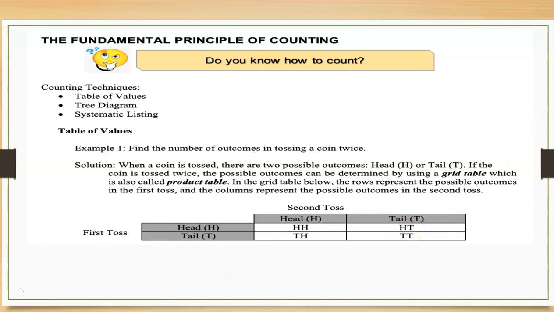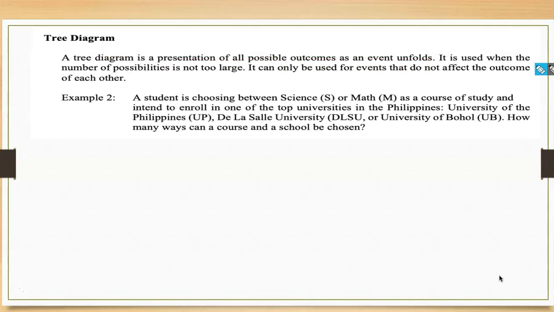Let's proceed to the second counting technique. We have a tree diagram. We're going to prepare a diagram in finding out the number of possible outcomes or ways as an event unfolds. The tree diagram is used when the number of possibilities is not that large, or it can also be used for events that do not affect the outcome of each other.